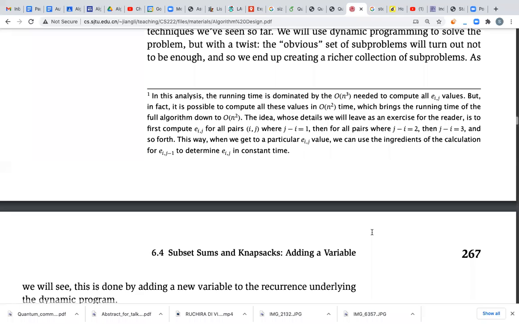You can do this whole thing in order n steps, order constant steps. You can fill up all the n square values in order constant for each pair. So here i minus j equal to 1. The number of such pairs can be n minus 1, and we have to compute the Eij. So i minus j equals to 1.